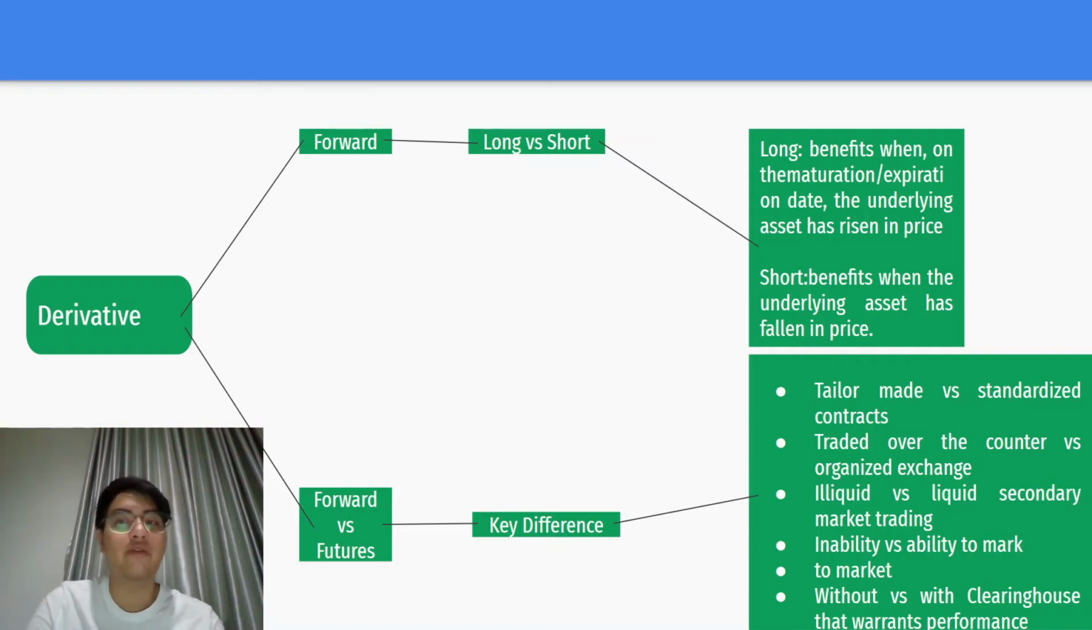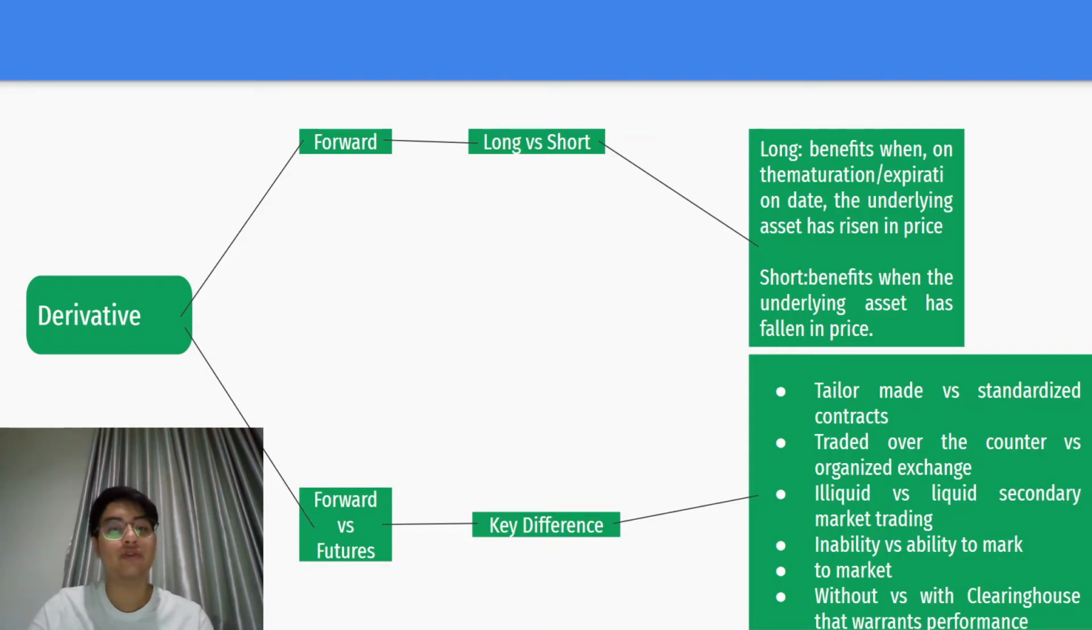Short benefits when the underlying asset has fallen in price. For example, you have a universal stock on 100,000. If the price goes down to 90,000, you will get profit.